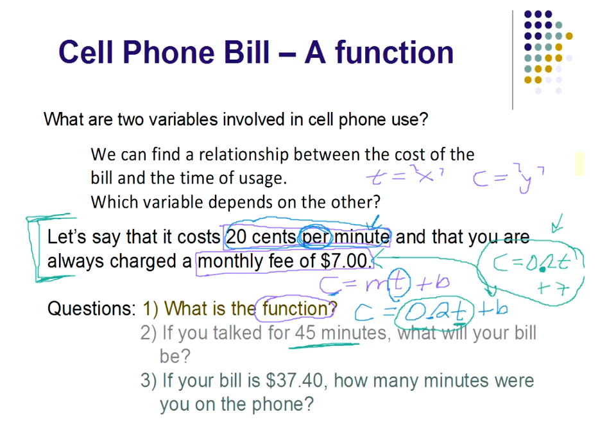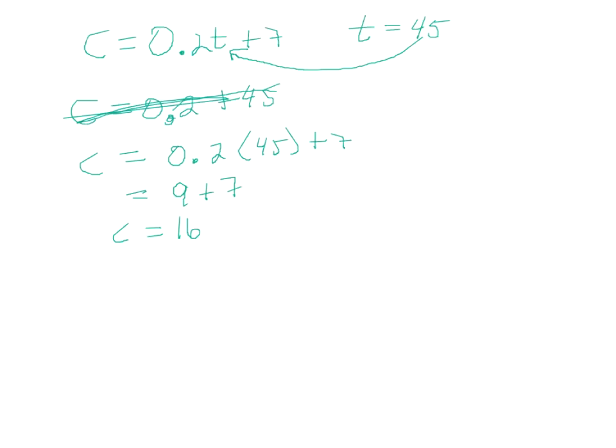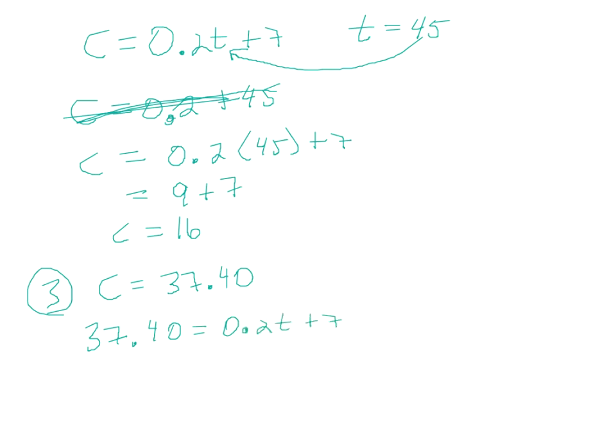Now, if the bill was $37.40, we can now figure out how long we talked. Anywhere I see a C in the equation, I'm going to plug in this $37.40. So now I'm going to undo what's being done. I'm going to subtract 7 from both sides.